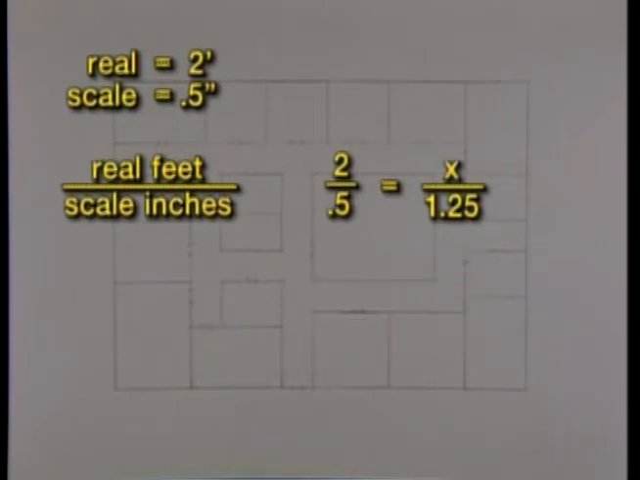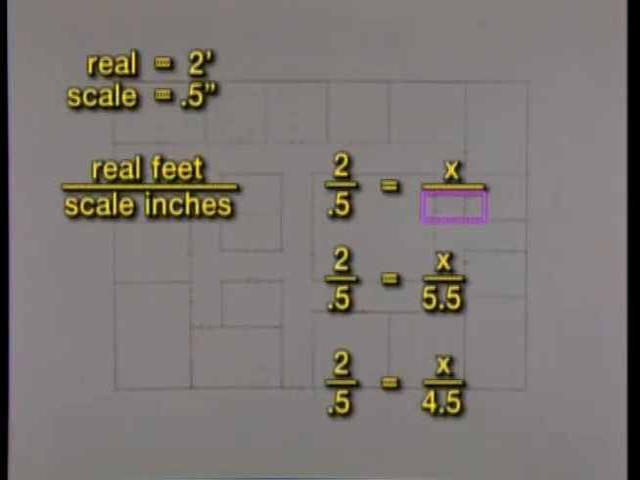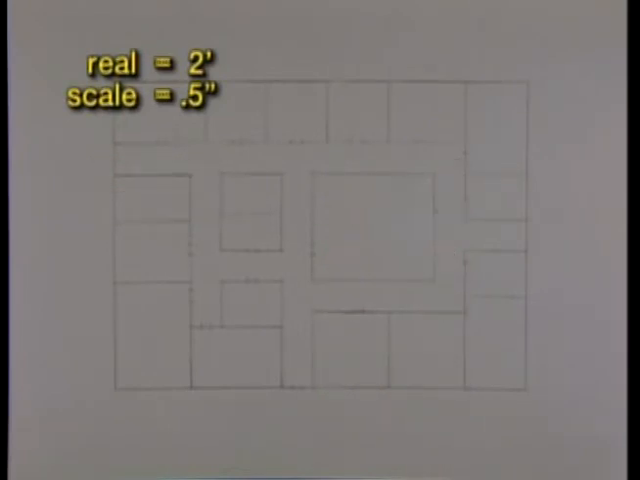If we want to know the real length of a different wall on the drawing, we'd change the right side of the proportion. We'd have a different value for the scale measurement, but we'd still solve for X. What if we wanted to know the real lengths of all the walls in the building? We could write several proportions. The left side of each proportion remains the same. Only the scale measurement on the right side changes. These proportions aren't difficult to solve, but if we approach the problem this way, we'll be solving a lot of proportions. Fortunately, there's a shortcut.